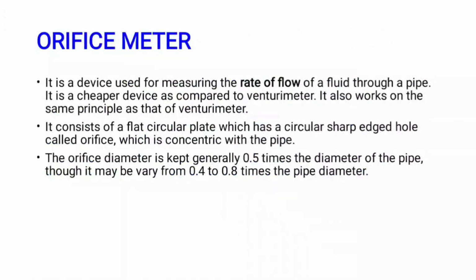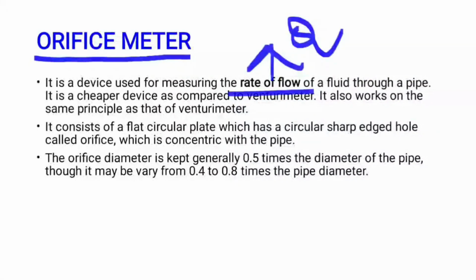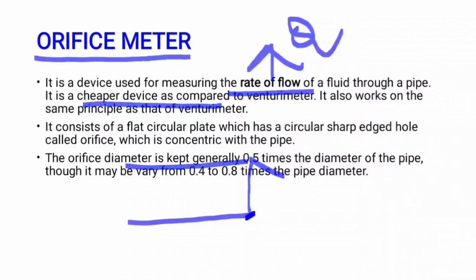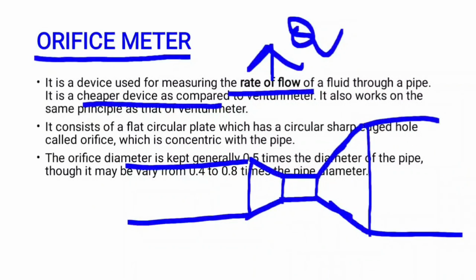The next one is the orifice meter or orifice plate. It is also used to measure the rate of flow, that is the discharge, Q value only, of a fluid through a pipe. It is a cheaper device as compared to the venturimeter. Why? Because the venturimeter has a pipe, this is one, this is the throat, and this is a diverging pipe. It is a heavy arrangement.